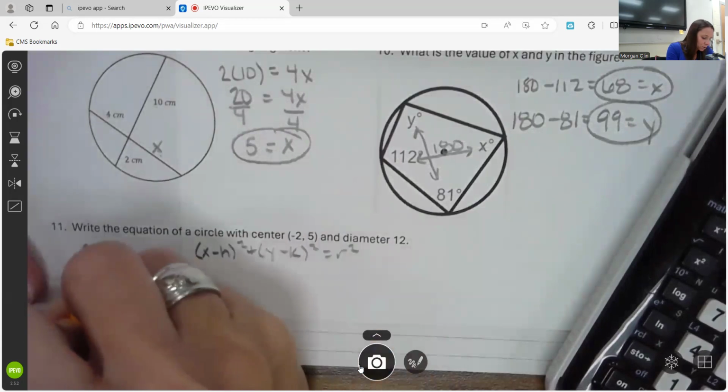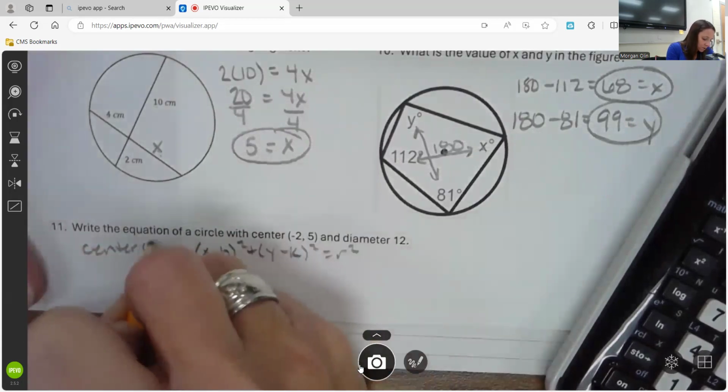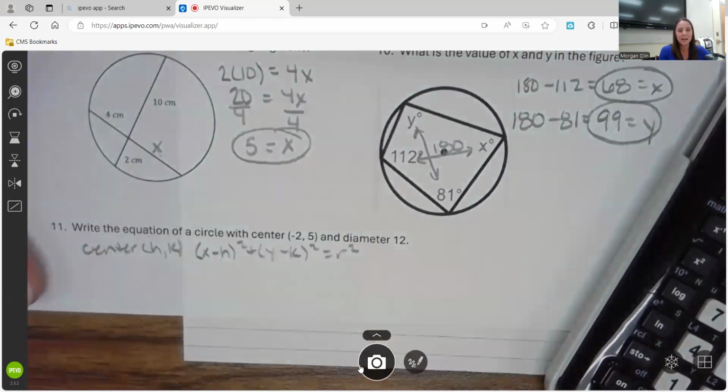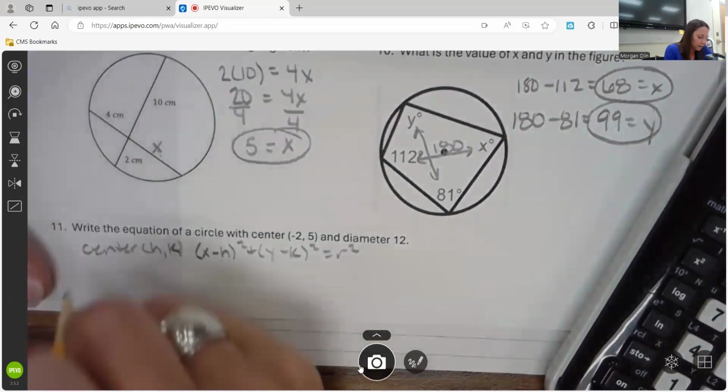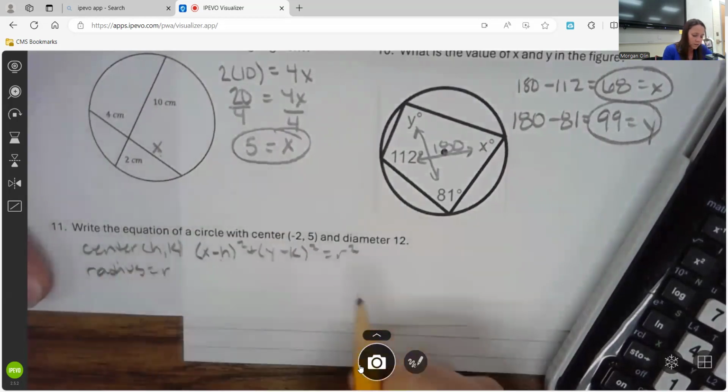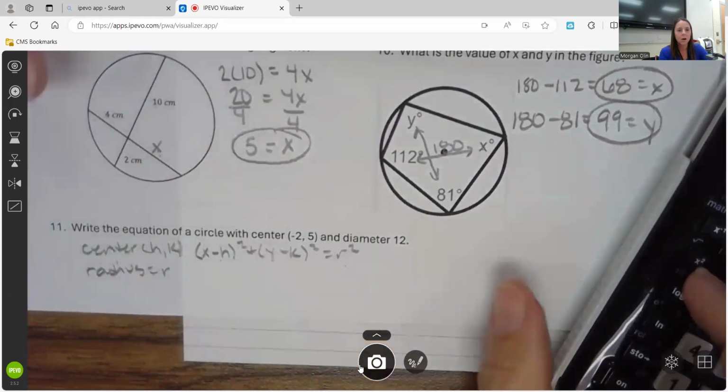Remember, the two things you need to know are the center, which is h, k, and notice there's a minus right here. So it's kind of the opposite, all right, when you put it in. And then you also need to know the radius. The radius is r, but notice that it's squared out here. All right, so here we go.